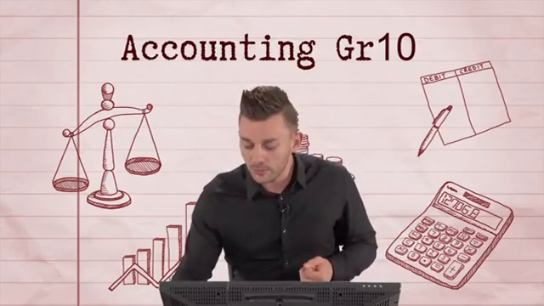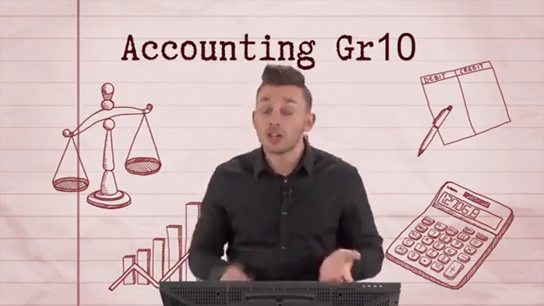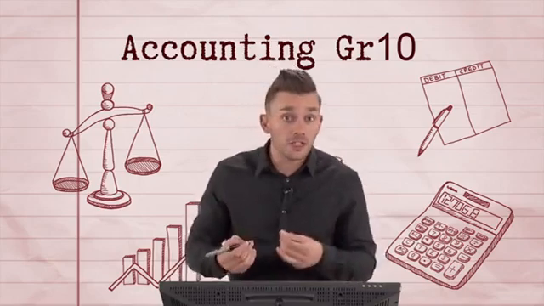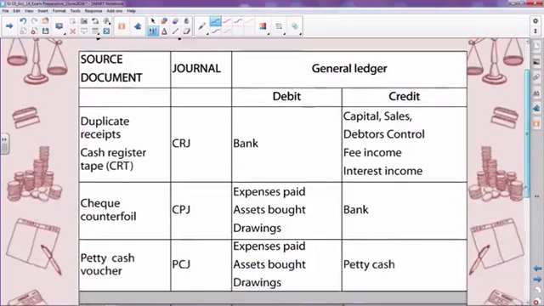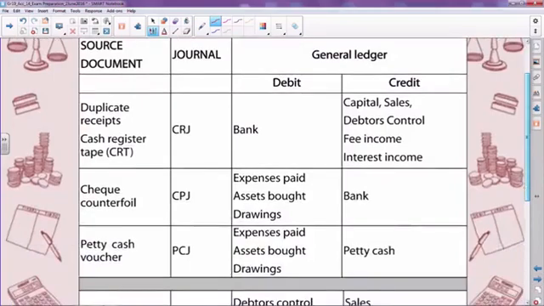So let's jump straight into our key concepts. Now I'm quickly going to go over this before I give you a question. So let's look at the very first one. And this is, again, I've tabled it for you a little bit. There's the source documents. I gave you the journal column and then also the T account column. So if you go and study this, you will hopefully do very well.